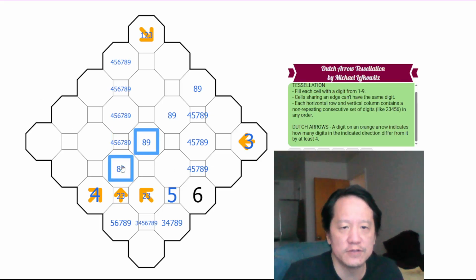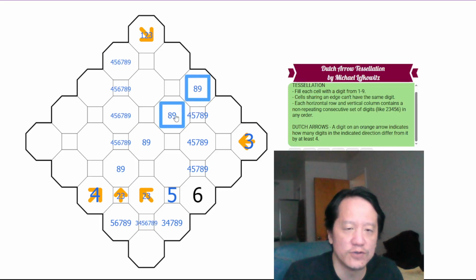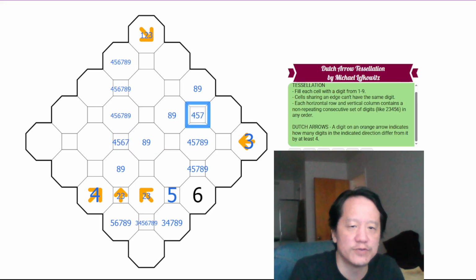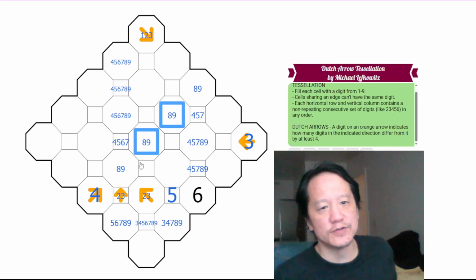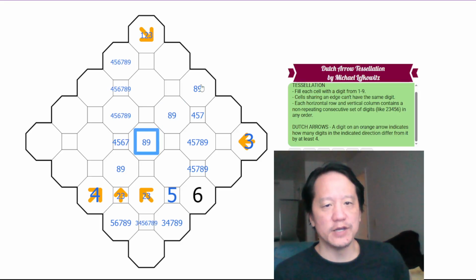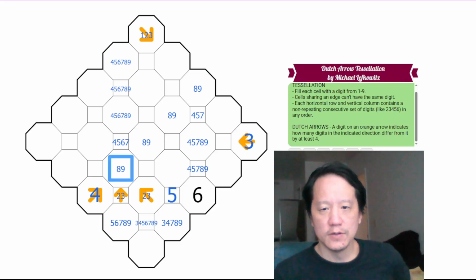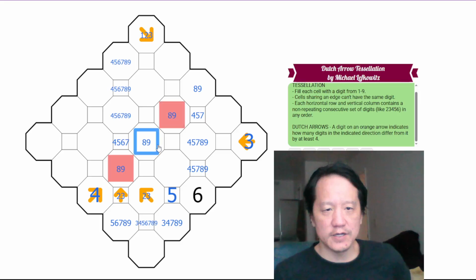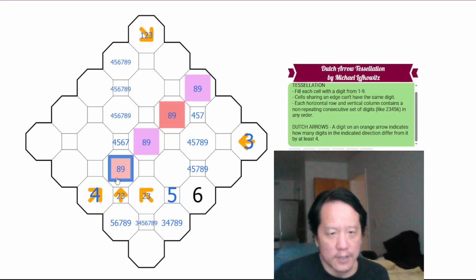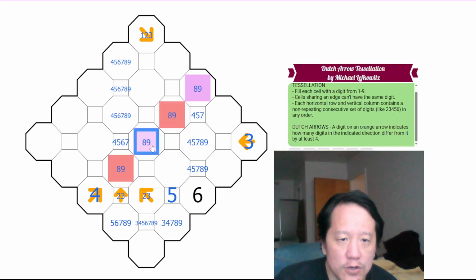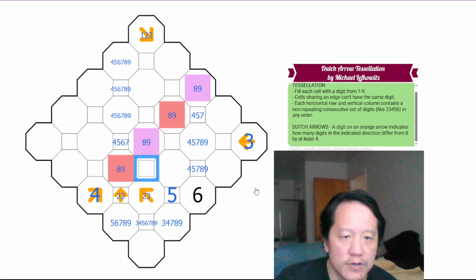These digits are different because they share an edge. So therefore, this cannot be 8 or 9. This can't be 8 or 9 for the same reasoning. So we know these 2 digits have to be the same, and these 2 digits have to be the same. So let's mark those. This is the same as that. This is the same as that, right? Because these have to be different digits, but they have to be 4 or more away from 4. So both of these cells see this. Both of these cells see this. So neither of these could be 8 or 9.